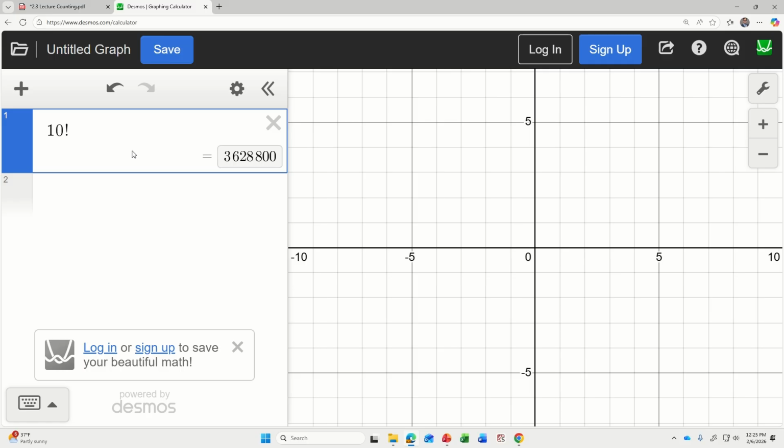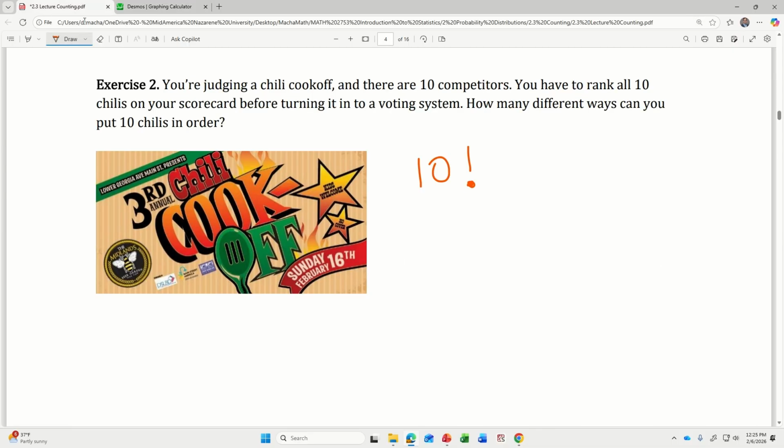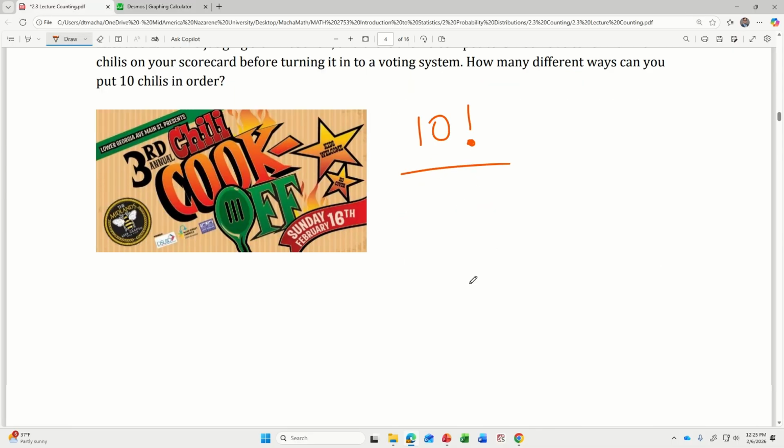10 factorial is 3,628,800. Different ways you can write 10 names in order. Very big number.